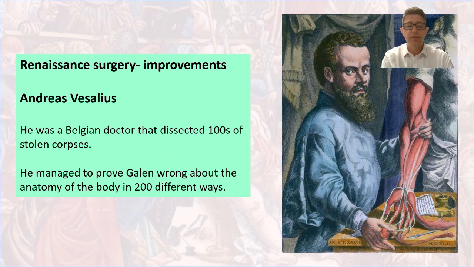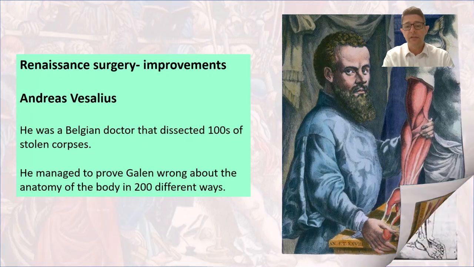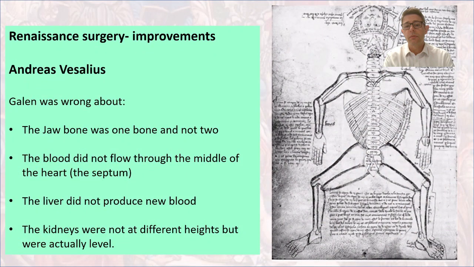He found that there were 200 errors in the work of Galen by dissecting lots and lots of bodies. So some of the errors he found, of course, was the jawbone was one bone, not two. Blood did not flow through the middle of the heart, as they must have done something else. The liver did not make new blood. The kidneys were not at different heights, but were actually level. So he found lots and lots of errors.